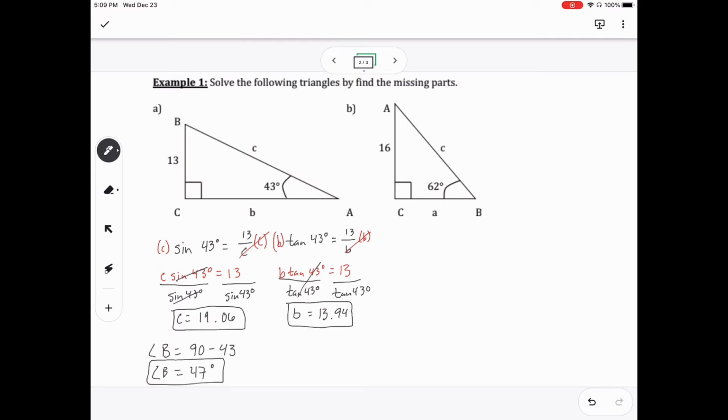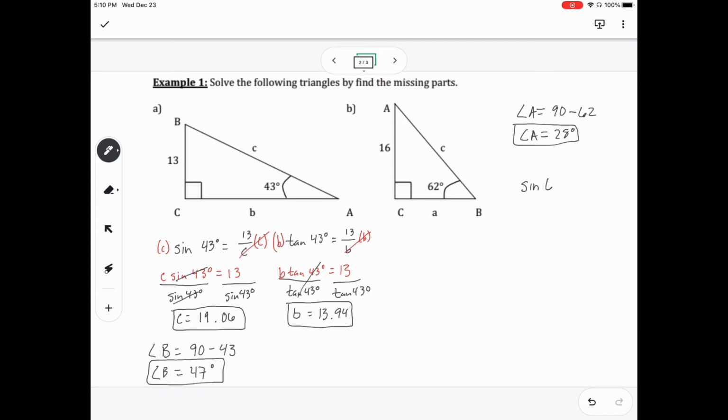For our second example, you're given the angle measurement of 62 degrees and its opposite side of 16. We want to find c and angle A. So let's go ahead and first find angle A. Using the same logic we did in letter A, I will take 90 minus the angle we know, which is 62, and that gets me the angle measurement of 28 degrees. Then from there, let's find our hypotenuse of c.